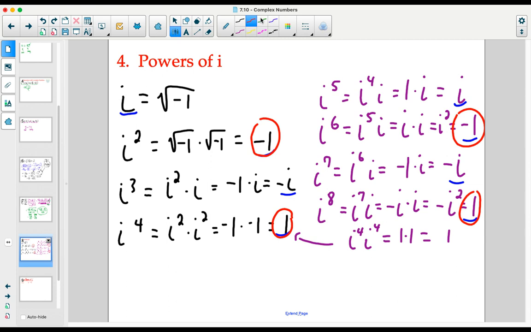Conversely, look where we have our i results. Here's i to the first, here's i to the fifth, here's i to the seventh, and here's i to the third.